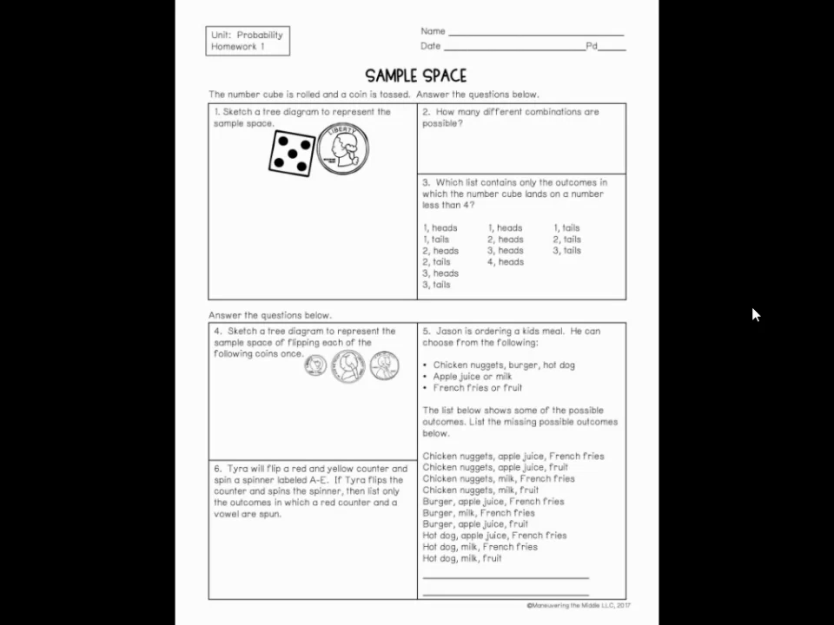So the number cube is rolled and a coin is tossed. Answer the questions below. So 1 through 3 are going to be based off of a number cube and a coin. And if you remember our notes in our video from yesterday, I talked about that number cube. It's a dice, and you guys are used to seeing dice, so you know that it's 1 through 6. Okay? And then for our coin, we know that it's either heads or tails. All right, so those are your options. So go ahead and get started on your work.